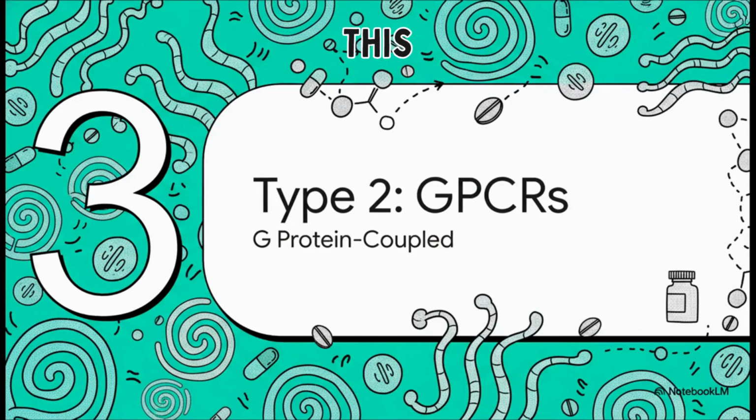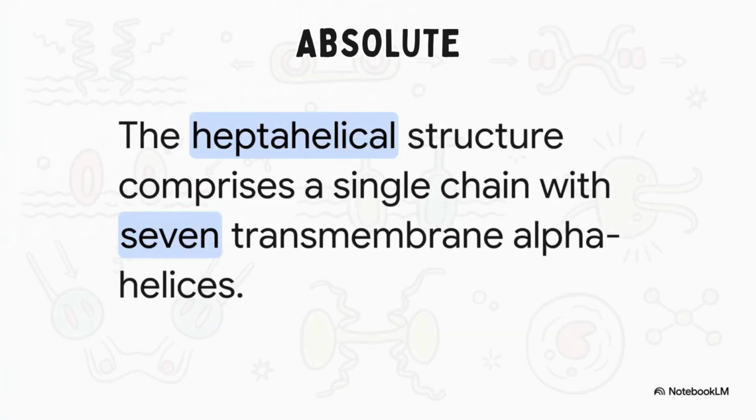All right, section 3. This is a massive one. Type 2 G-protein coupled receptors, or GPCRs. The absolute crucial point here is recognizing their unique architecture. The defining structural signature of a GPCR is its heptahelical design. Hepta meaning 7, right? So this means the receptor consists of a single continuous polypeptide chain that literally weaves back and forth through the cell membrane exactly 7 times.